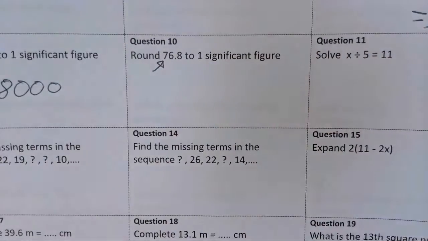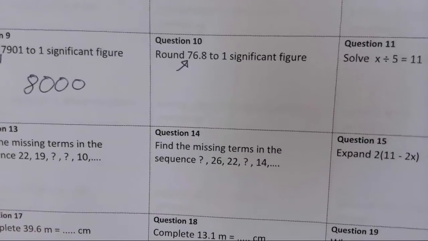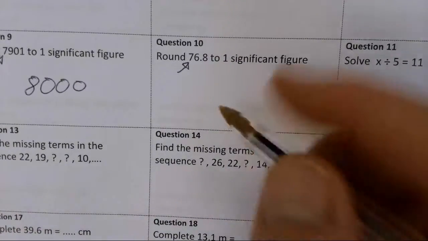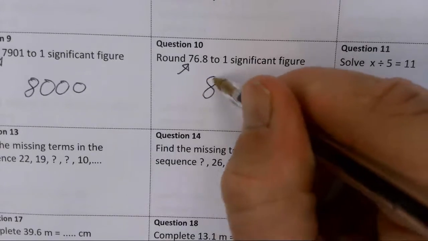With this one, I'm going to round it to this column, which is the most important column. That's the tens column. So to the nearest 10, is it closer to 70 or 80? It's closer to 80.